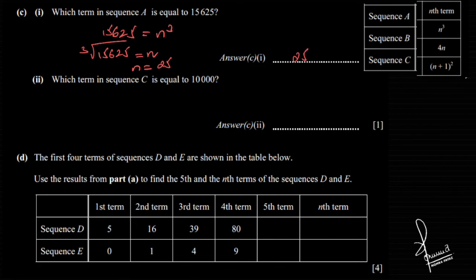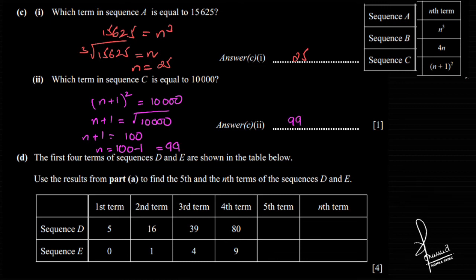The second part is similar. Which term in sequence C is equal to 10,000? Now, what do you have for sequence C? It's n plus 1, whole squared. Now 10,000 is a term of sequence C, so it's still going to follow the same general formula or general expression. Now what will I do? n plus 1 is equal to the square root of 10,000. n plus 1 will equal 100. n is equal to 100 minus 1, which is equal to 99. So the 99th term in sequence C will equal 10,000.